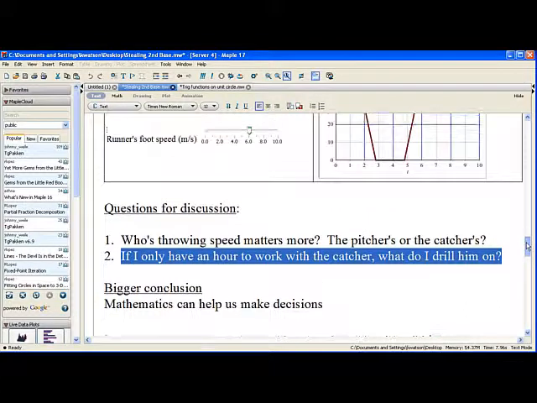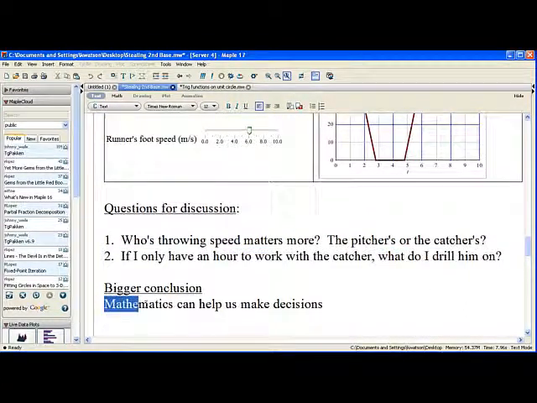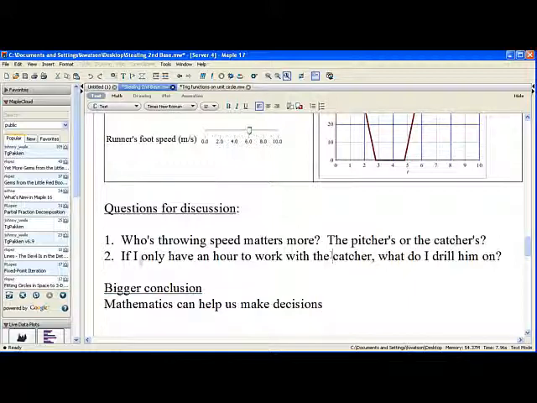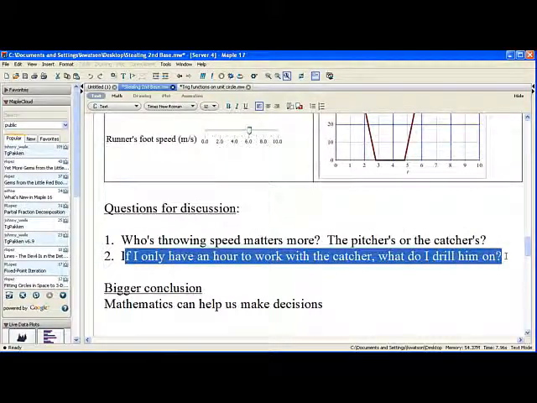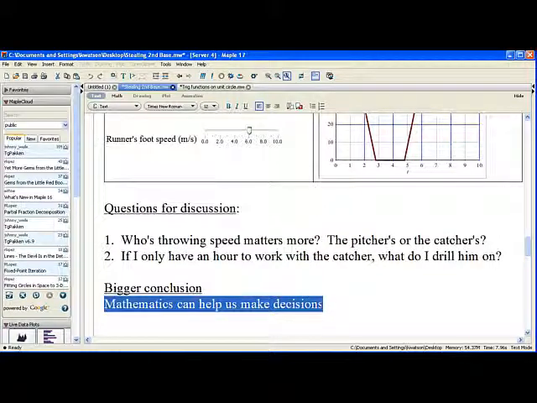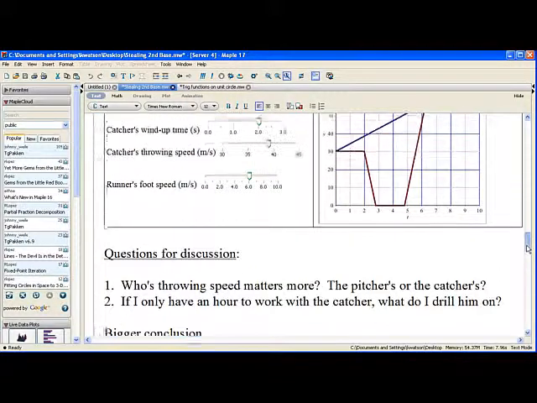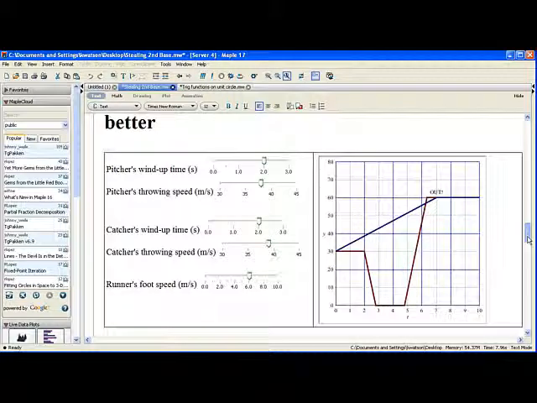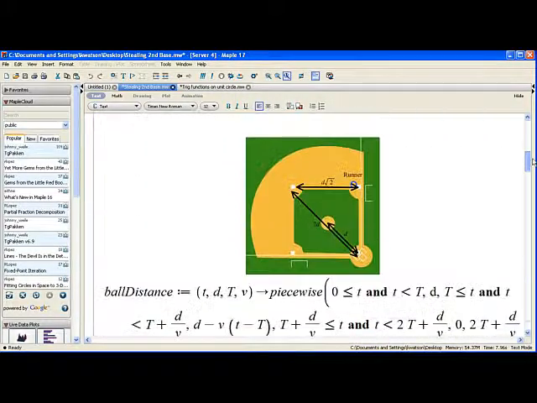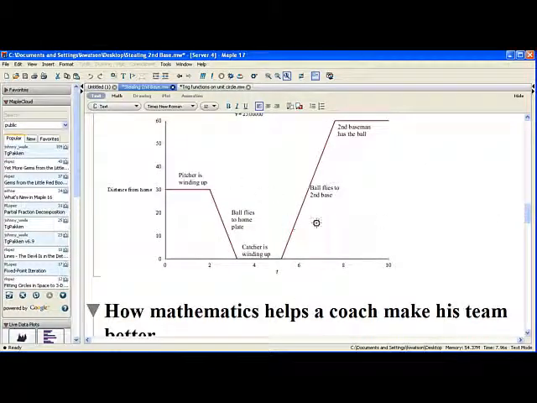Now the bigger conclusion. What I really want students to take away is this fact, that mathematics can help us make decisions. As a coach, I made the decision to spend my time working on the catcher's ball handling rather than his throwing. But in general, mathematics is going to help me make all sorts of decisions, whether it's in business or personal life or science and engineering. That's the big lesson that I want my kids to take out of this. And I only arrived at these conclusions by being able to manipulate a diagram with controls. If all I had to work with was this diagram in a textbook, it would be much, much harder to make that point.